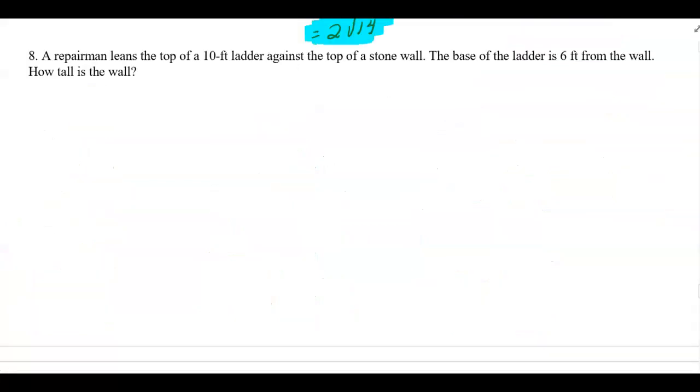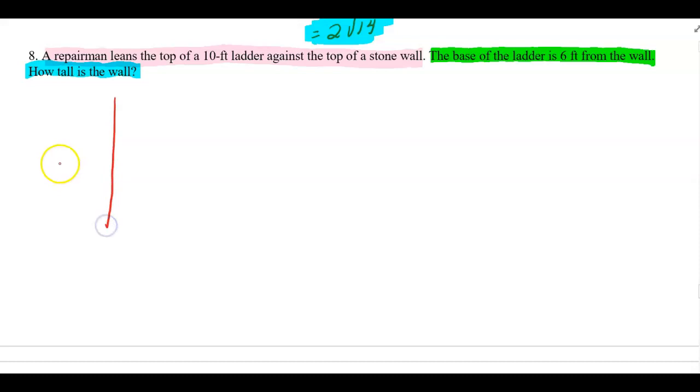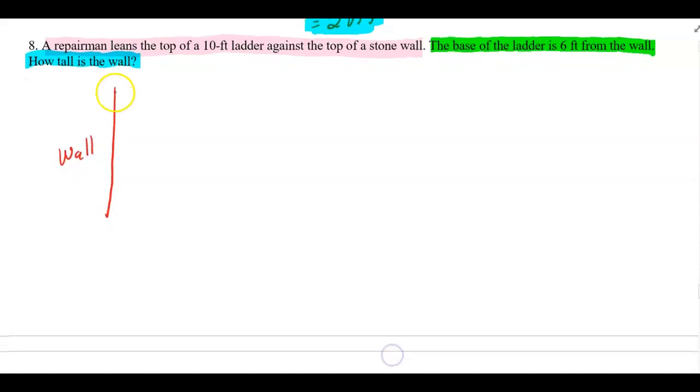Let's take a look at problem number 8, which is an application of the Pythagorean Theorem. The problem says a repairman leans the top of a 10-foot ladder against a stone wall, so the ladder is 10 feet. The base of the ladder is 6 feet from the wall. How tall is the wall? So we're trying to find the length of the wall. And the ladder, the diagonal line, is 10 feet. So that's the ladder. And the ladder is placed 6 feet from the bottom base of the wall.